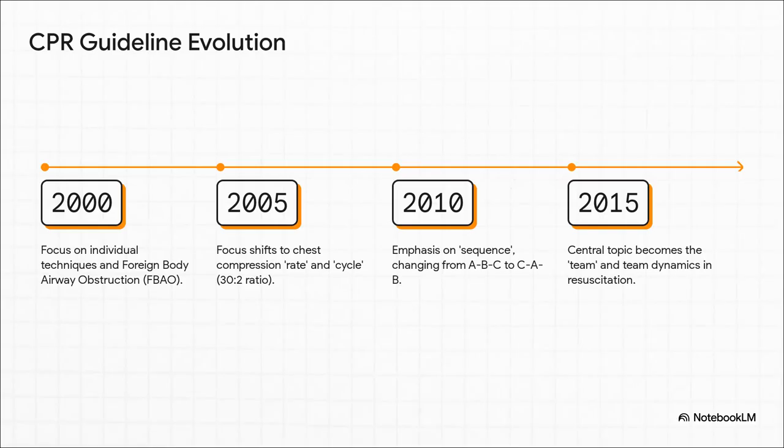And check this out. You can even apply these statistical methods to text. By using data mining on 15 years of CPR manuals, researchers could literally watch the core concepts evolve over time. Back in 2000, it was all about individual technique. By 2005, the big deal was the rate and cycle of compressions. 2010 was the year of that big switch to CAB. And by 2015, the whole conversation had shifted to the team. It just goes to show how you can quantitatively track major shifts in scientific thinking.